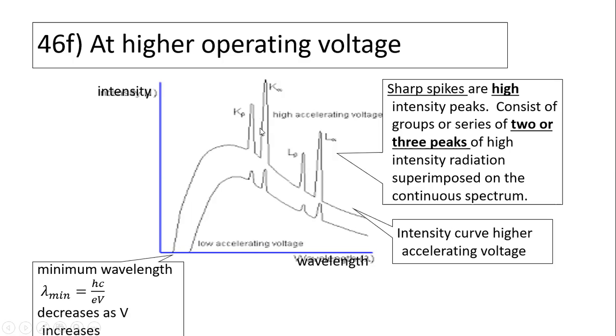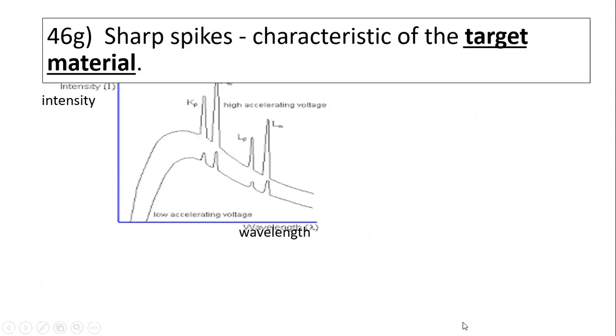This is from the K shell, so we call it K alpha, K beta, same like here, L shell. The spike doesn't change when the accelerating voltage is increased. It stays in the same place because it is a characteristic of the target. Only the intensity curve becomes higher, because more energy is given, more energy for the intensity.